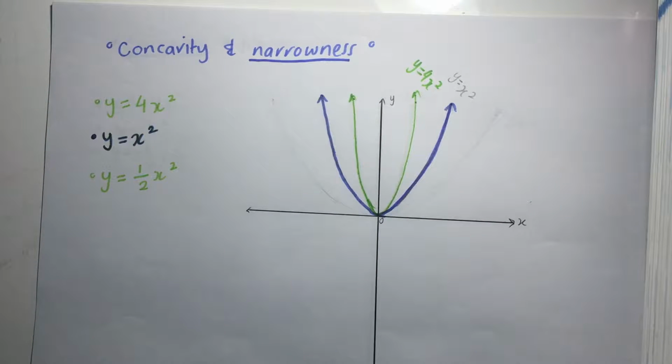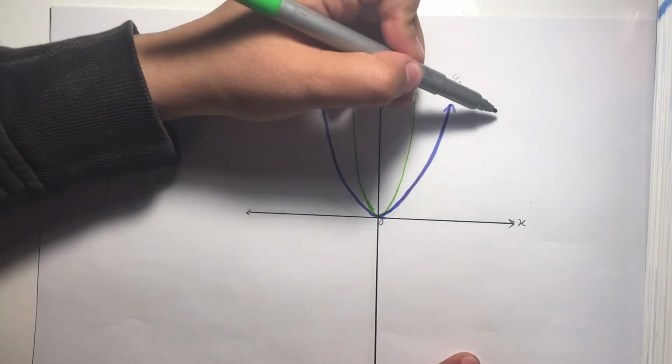As you can see, the greater the value of a, the more narrow the parabola is. We can see this by graphing the parabola y is equal to 4x squared. And if we compare this to y is equal to x squared, it is more narrow. Now, if we have to graph y is equal to half x squared, we know that the parabola will be wider. So the parabola with the equation y is equal to half x squared will appear like this.